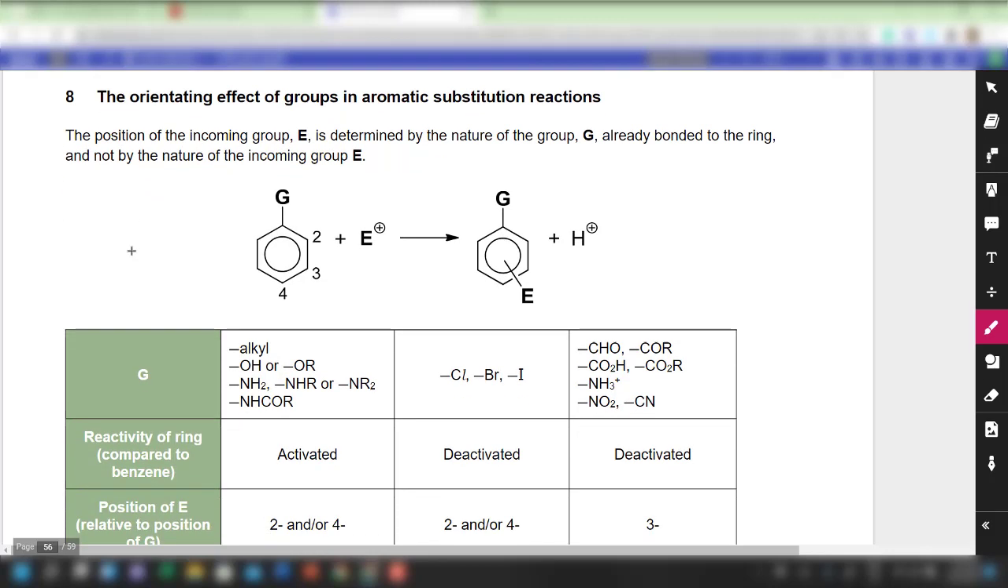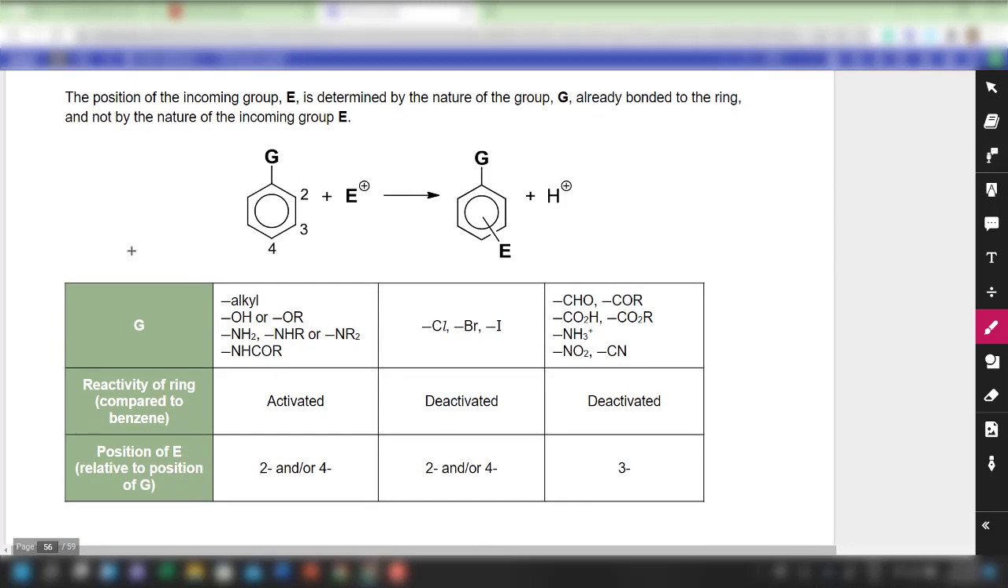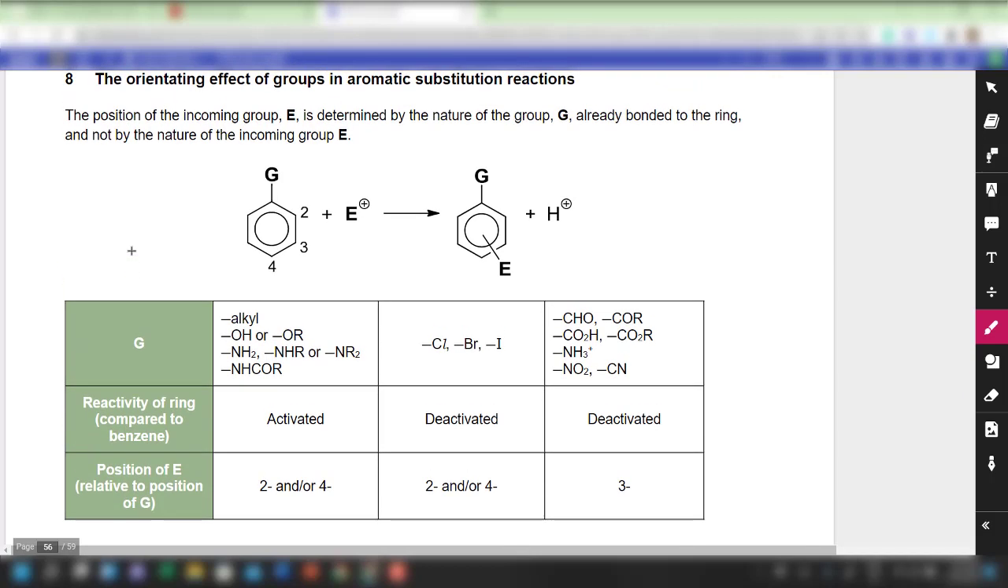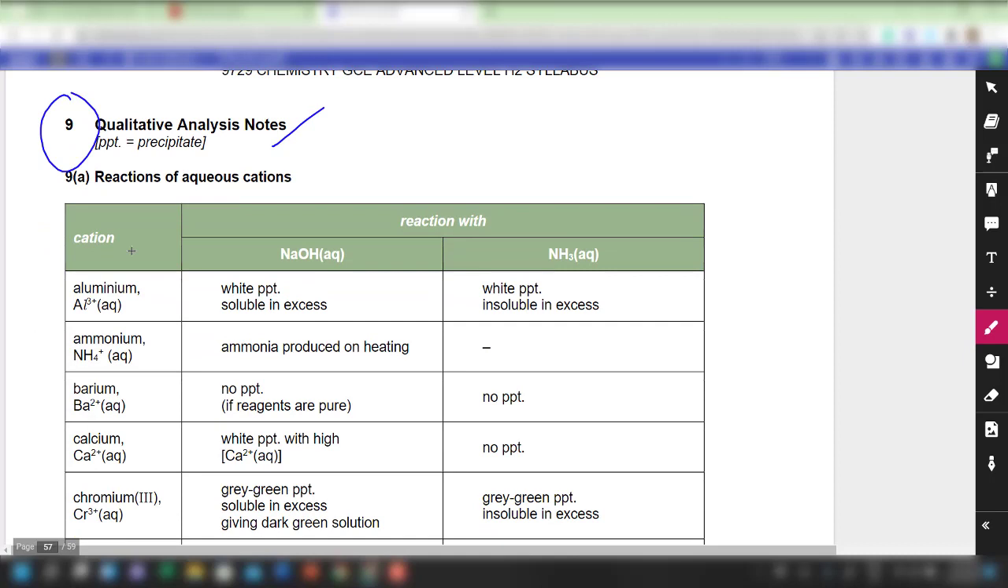This, again, I mentioned, will be a lot more useful if you have learned the topic on electrophilic aromatic substitution under arenes. Then you will learn about the orientating effect of groups bonded to benzene, whether the groups are activating or deactivating. So again, I will not say more because you will encounter them in arenes. Section 9, I have talked to you about it before, earlier on.